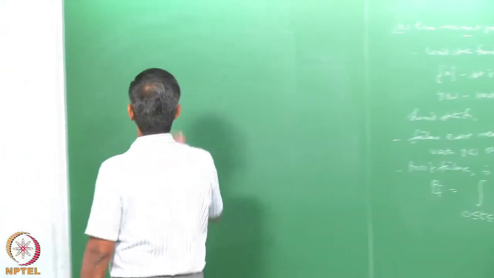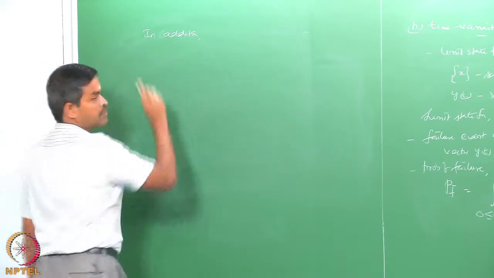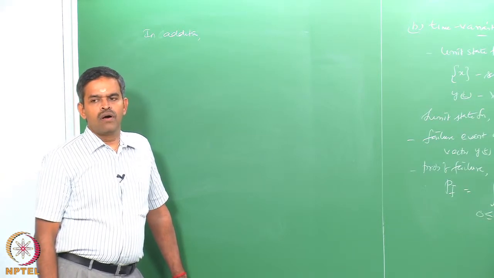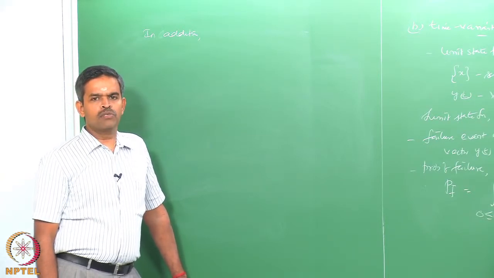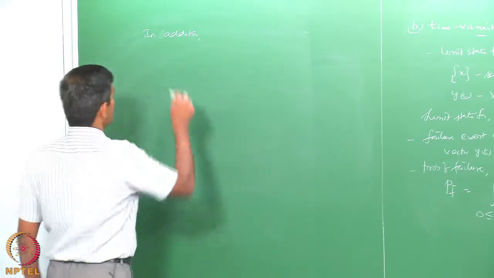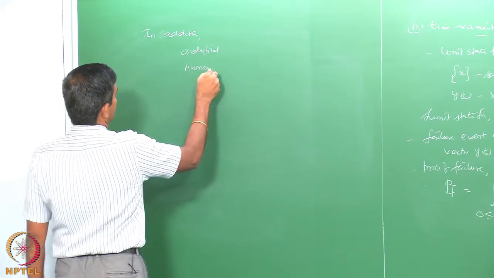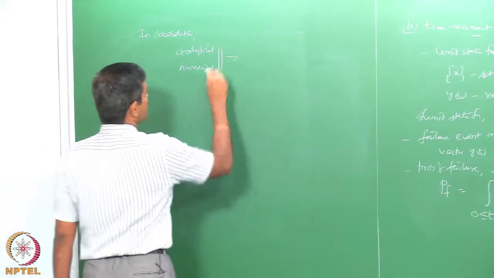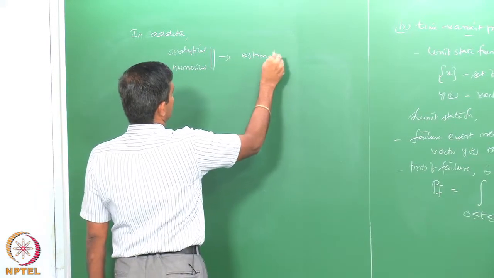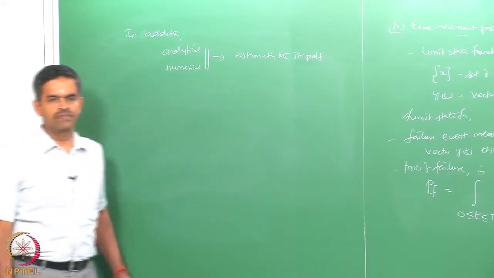In addition, based on the methods of estimating joint probability distribution functions, they can also be classified as either analytical or numerical. So, one can even say analytical method or numerical method of reliability, based on the method by which we are estimating the joint probability density function.